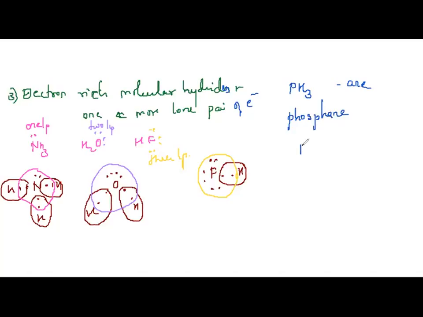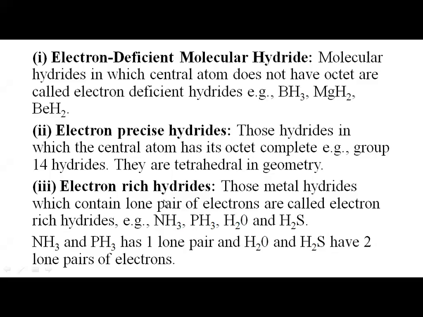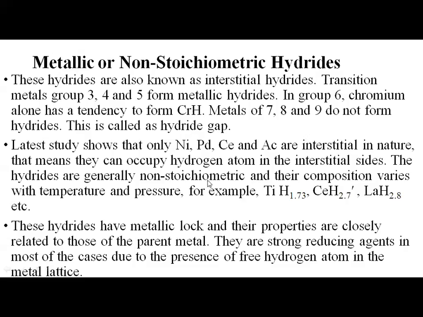Another example, H2O. Do you know what it is called? Water is the most commonly used name, but it is called oxidane. NH3, we call it ammonia. Ammonia itself is the IUPAC accepted name, but systematically it is called azane. So these are the names: phosphane, oxidane, and azane for ammonia. Yes, so this is about electron deficient, electron precise, and electron rich molecular hydrides.